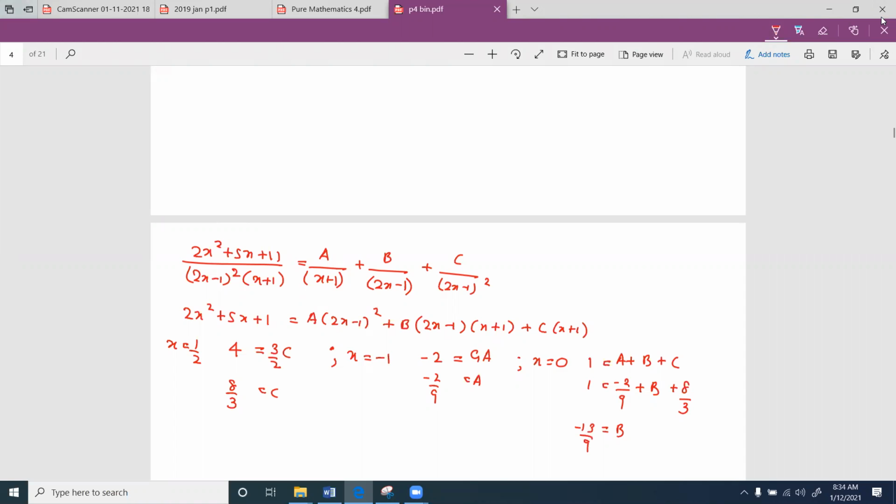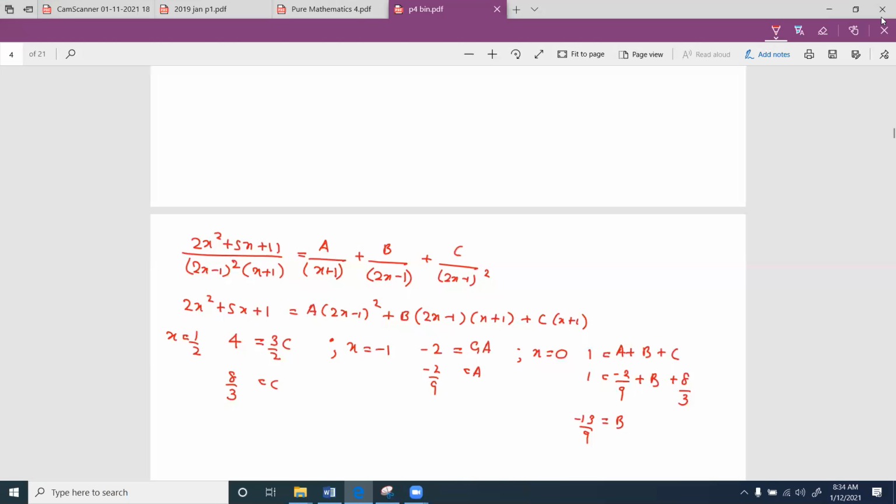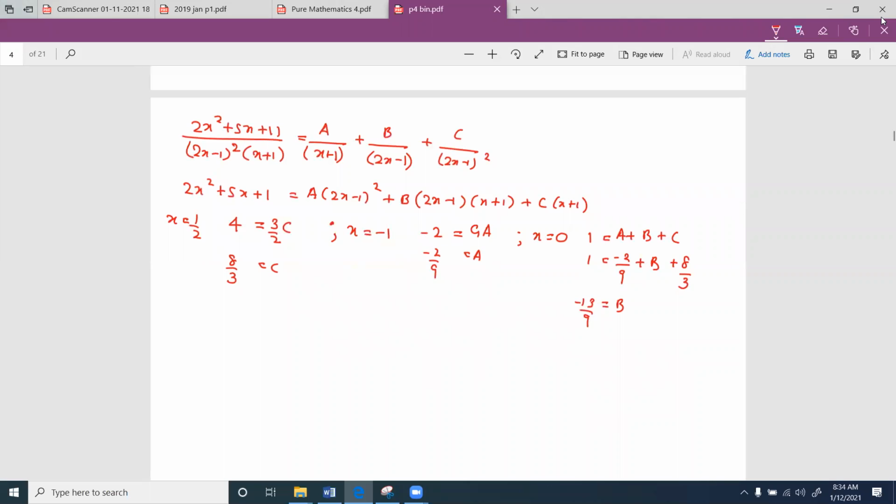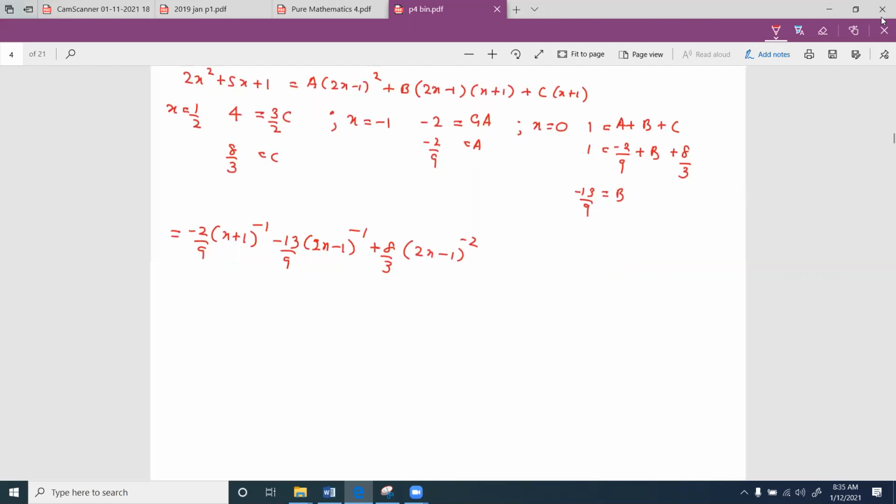Right. Okay. Then what you need to do is, this expansion turns into this format. So here, a is minus 2 over 9, x plus 1 to the power minus 1. b is minus 13 over 9, 2x minus 1 to the power minus 1, plus c. c is 8 over 3, 2x minus 1 to the power minus 2. Right. Then our objective is to expand these brackets. So I'll just quickly do it.